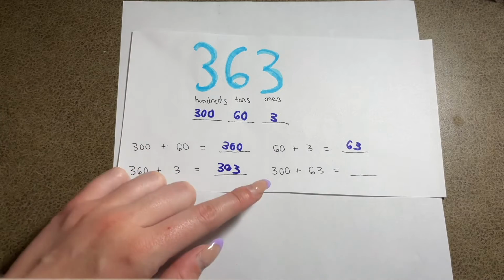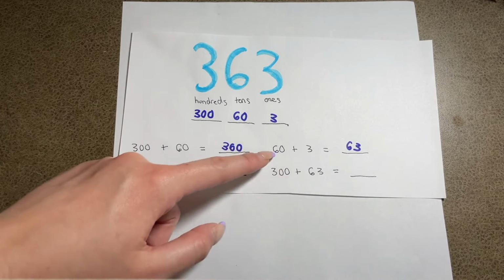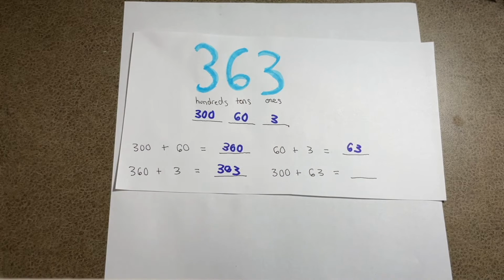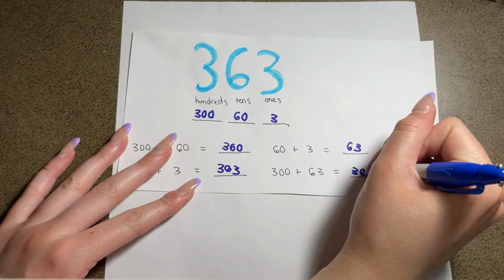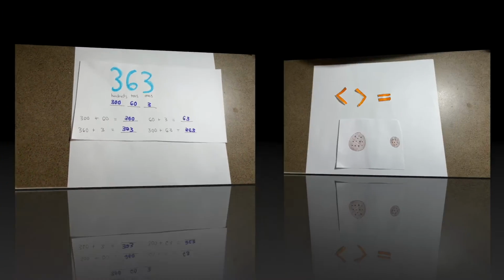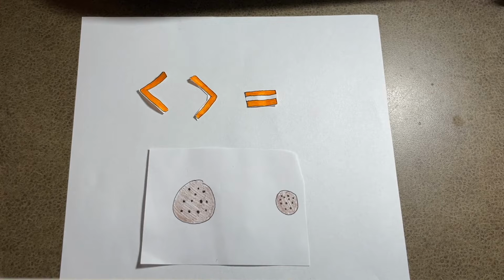Now let's add our hundreds number and the combination of our tens number and our ones number, which we just got right here. So 300 plus 63. What are you going to get there? Perfect, 363. Great job.